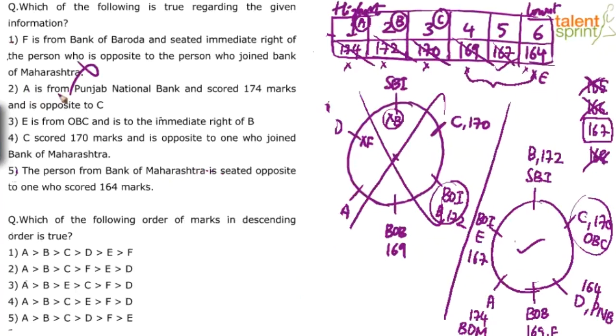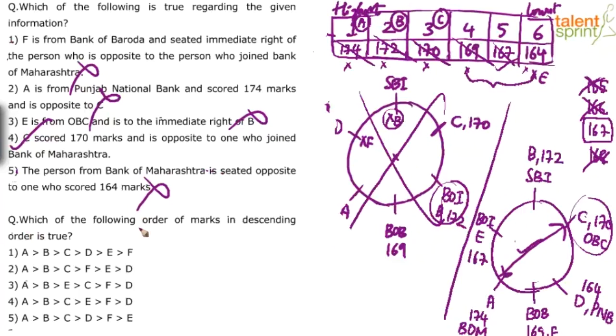A is from Punjab National Bank. No, A is from Bank of Maharashtra. So here itself it gets wrong. E is from OBC. No, E is from Bank of India. So here it gets eliminated. C scored 170, and is opposite to the one who joined Bank of Maharashtra. Yes, satisfied. So option 4 should be the answer. No need to verify option 5, but let's quickly check. Person from Bank of Maharashtra is seated opposite to the one who scored 164? No. Wrong. So option 4 is the answer here.